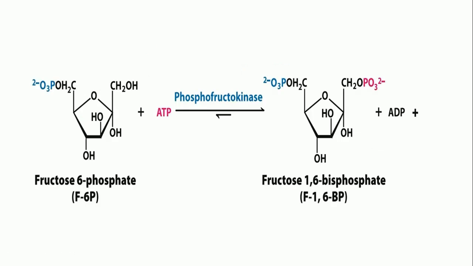Now the next step is a very important step. It's a regulatory step of our glycolysis, and the regulatory enzyme is phosphofructokinase. Yes, PFK1. I will abbreviate phosphofructokinase as PFK1. Now PFK1 acts on this fructose 6-phosphate and converts it into fructose 1,6-bisphosphate, and what happens is that an additional phosphate molecule is added to the first carbon of the fructose F6P.